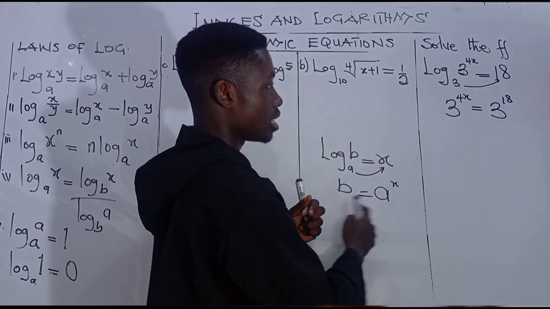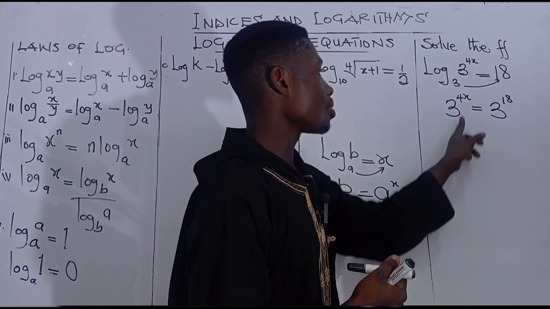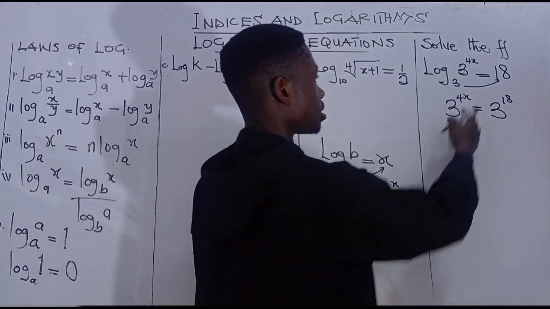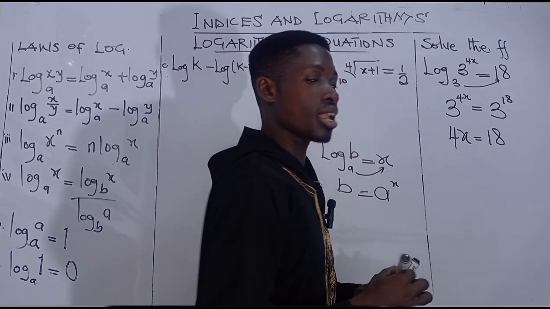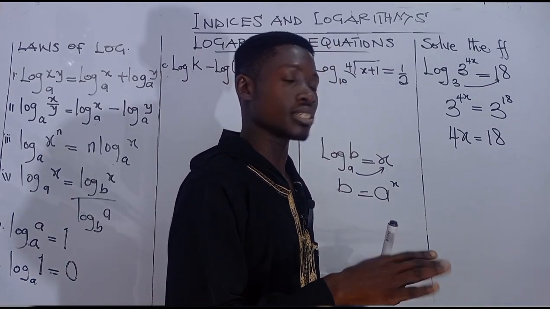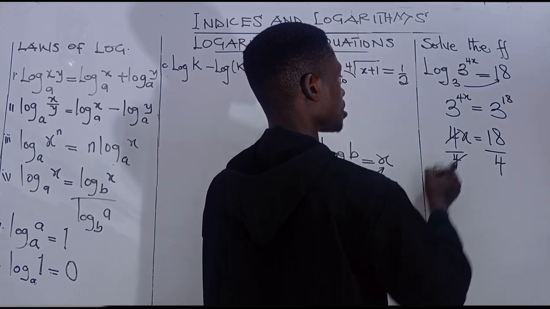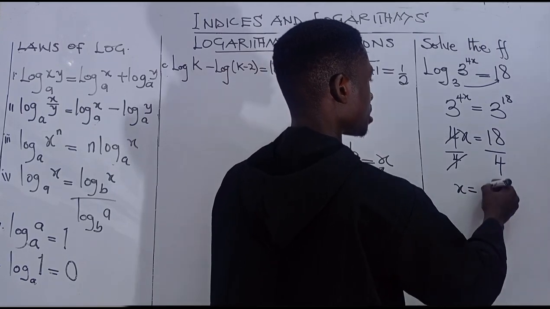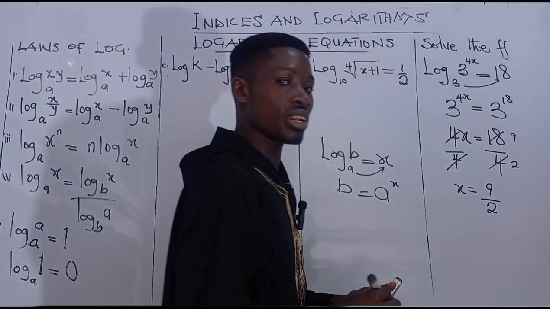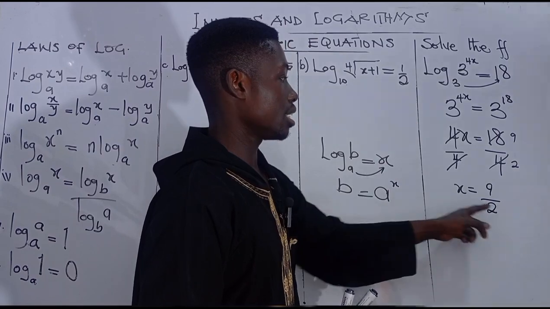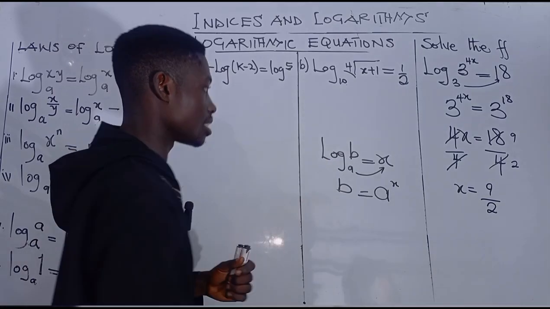So we are having an exponential equation. And in an exponential equation, when the bases are the same, we equate their exponents. So we shall have 4x is equal to 18. Our interest is to find the value for x. So we divide both sides by 4. This 4 will cancel this 4. We have x is equal to 9/2 when you simplify. So the value for x that satisfies this logarithmic equation is 9/2. As easy as ABCD.